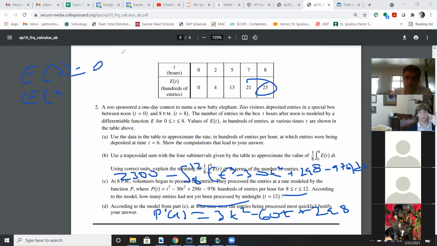Oh, sorry, processed most quickly. Darn it, sorry, it's P, not E. Our endpoints are 8 and 12, my bad. So I have to use my calculator and evaluate P of 8 and P of 12. And then I also have to find my critical points here too. I'll just show you the solution key because that's much easier.